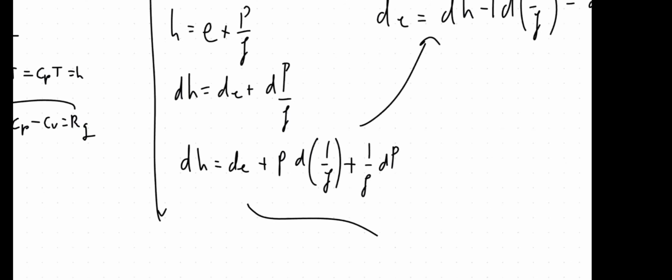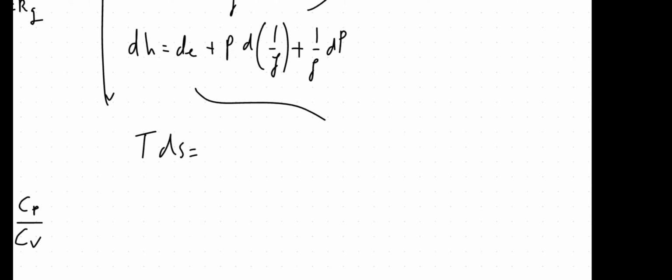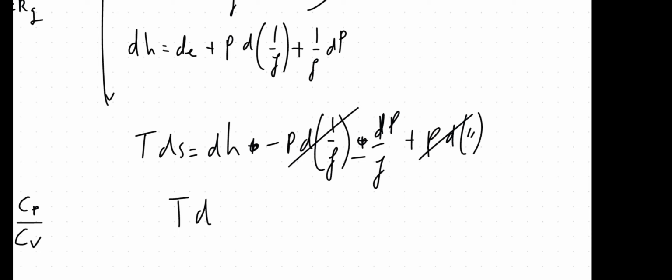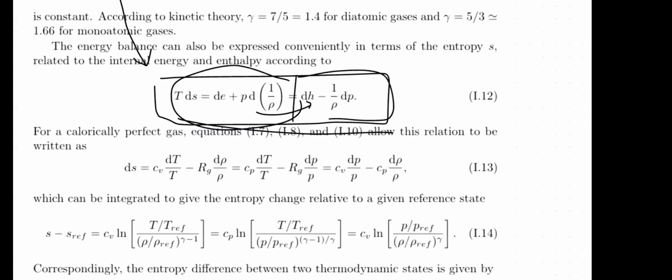T dS equals dH minus P d(1 over density) plus dP over density plus the same thing. So this cancels out with this, leaving us with T dS equals dH minus dP over density. And this is my understanding of how to get this form into that form. Now the next section of it.